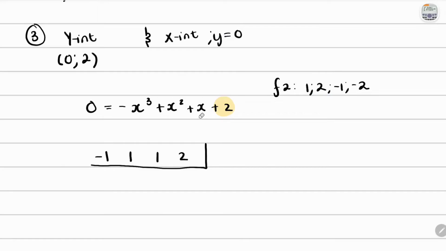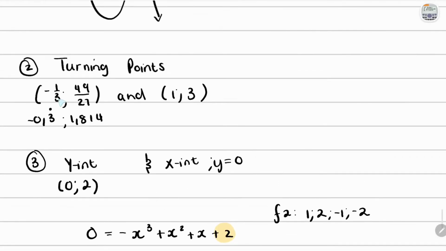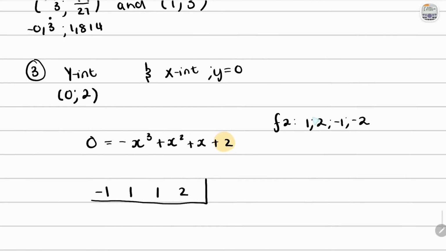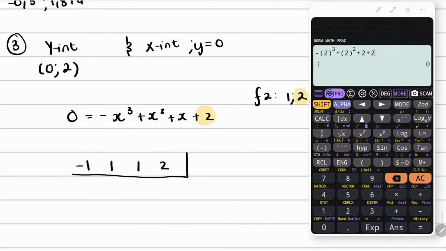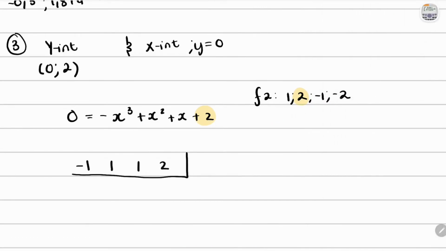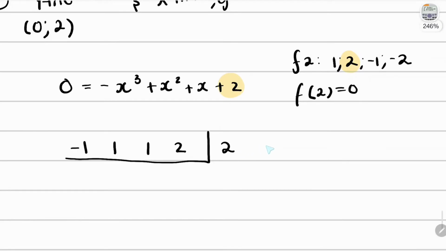Now we have substituted 1 into this because it was one of the turning points. It was 1 and 3. We know it gives us 3, not 0. So let's go ahead and try to substitute 2 and let's see what that gives us. And when we substitute 2, it gives us 0. Okay, so that works out. So since f of 2 was equal to 0, then it means that 2 is a solution. So 2 is a solution.